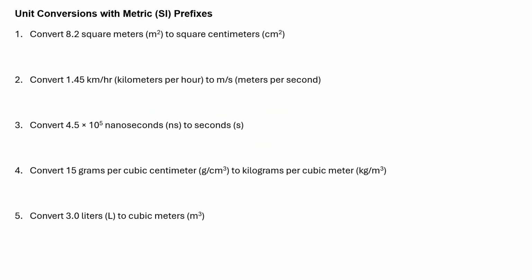For this set of problems, we're going to be doing some conversions, and this is a little bit more complicated than some of the conversions that you've probably done in the past.